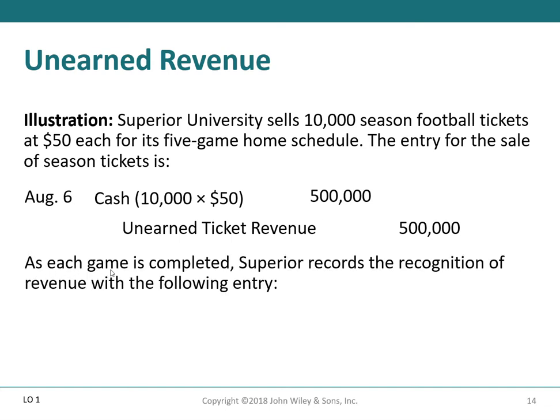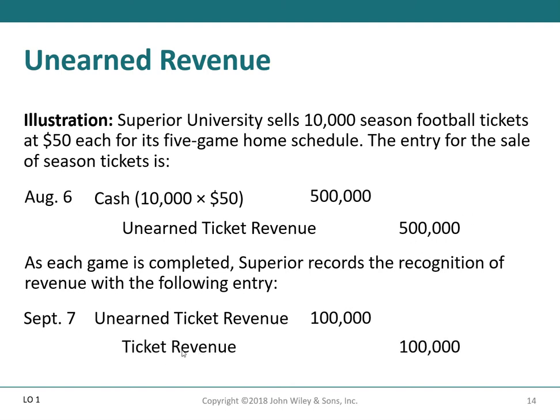As each game is completed, Superior records the recognition of revenue with the following entry. We're going to debit unearned ticket revenue for $100,000. So they collected $500,000 for the 5 games. After each game, they're going to record 1/5 of the revenue. So here's 1/5 of the revenue. We're going to debit that to reduce this. And then we're going to credit our ticket revenue for $100,000.